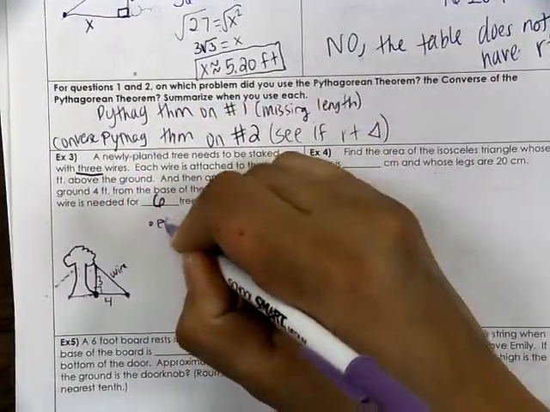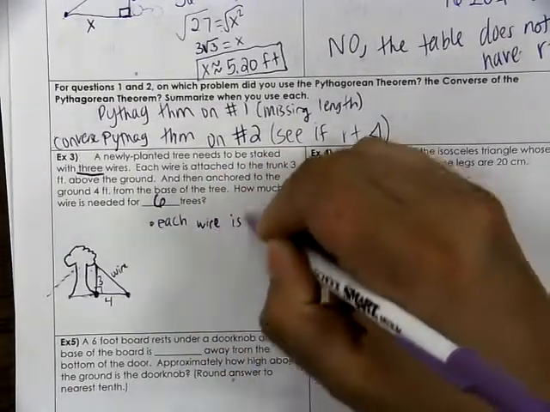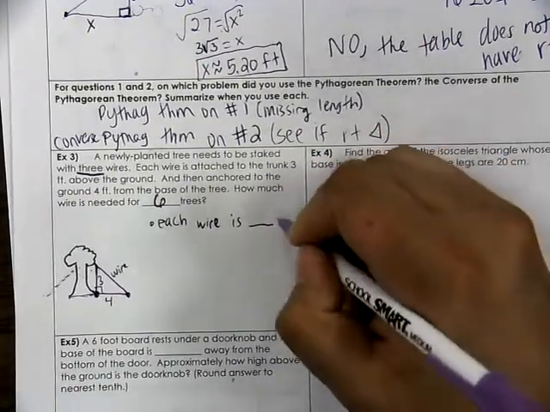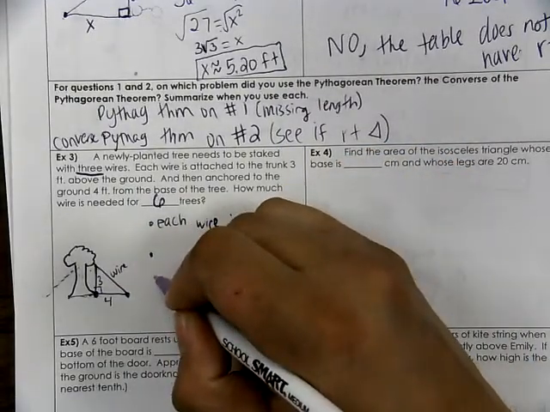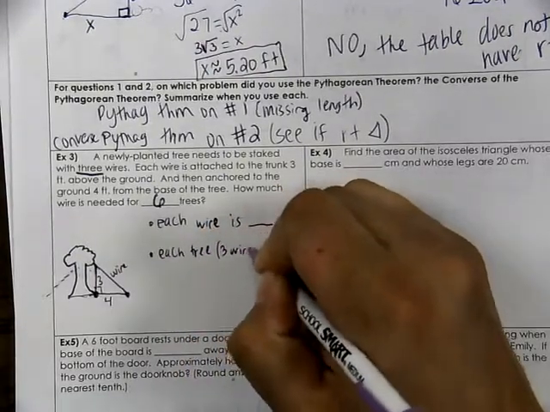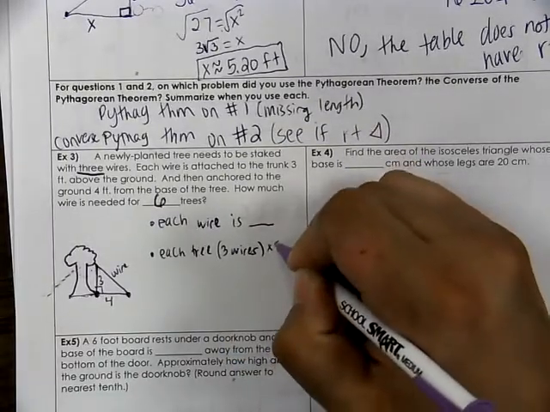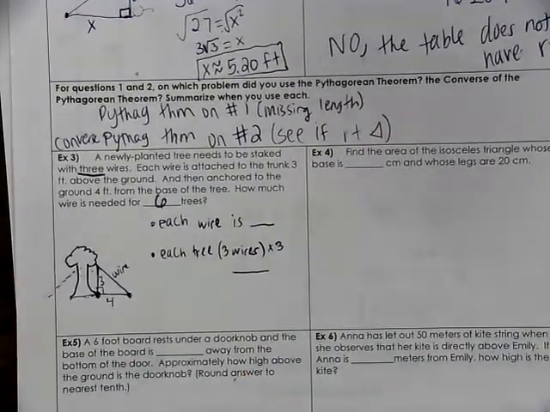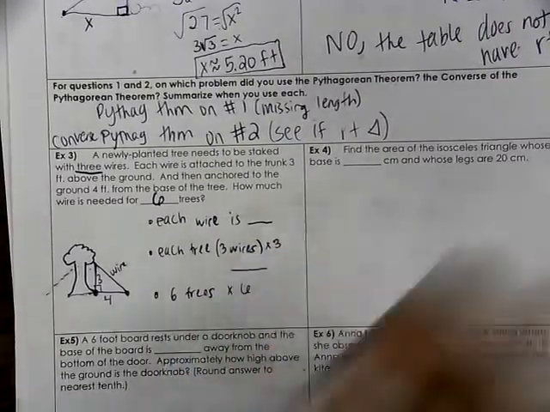So you can write down a couple of important things here. Each wire is, let's figure out what we're going to find here for the actual Pythagorean theorem. We're going to say how long each wire will be. And then from there, we're going to multiply, because you'll know how much each tree will need. Each tree, remember, has 3 wires. So this would be times 3. Whatever answer I get from above, we'll have to multiply times 3. And so each tree will need whatever amount of wire. And then finally, there are 6 trees. So you would multiply that answer by 6.